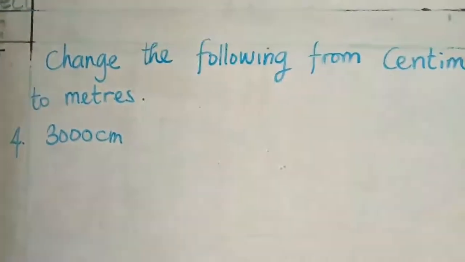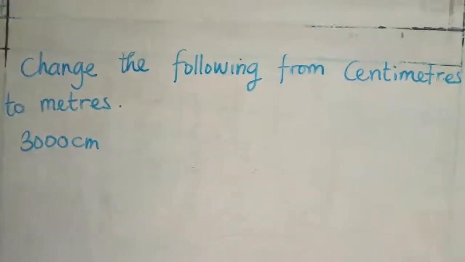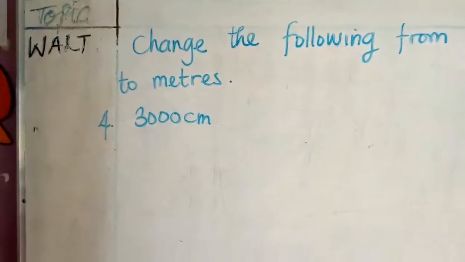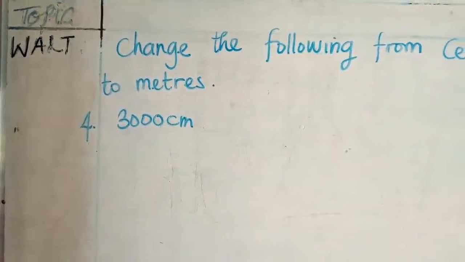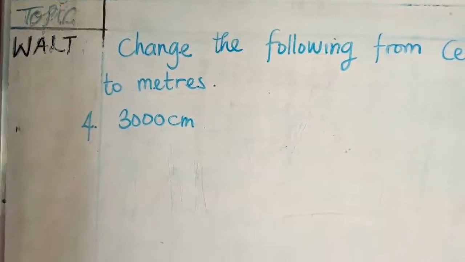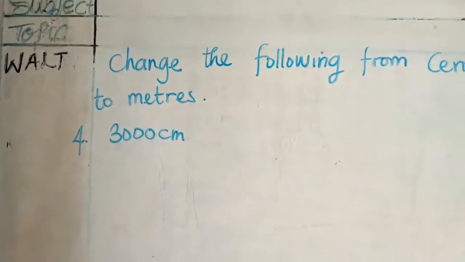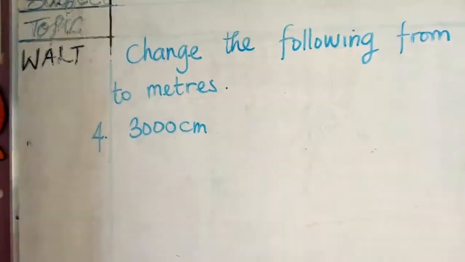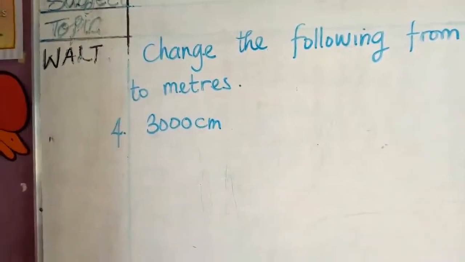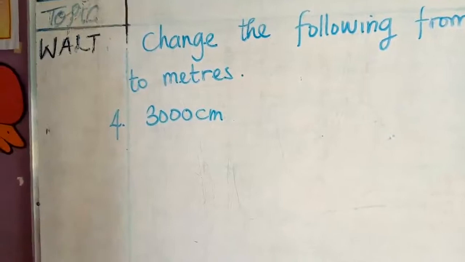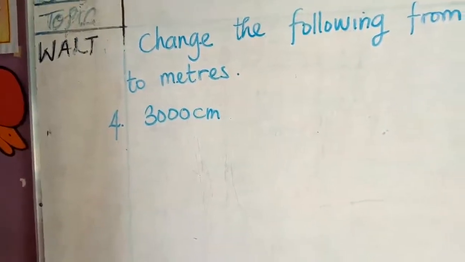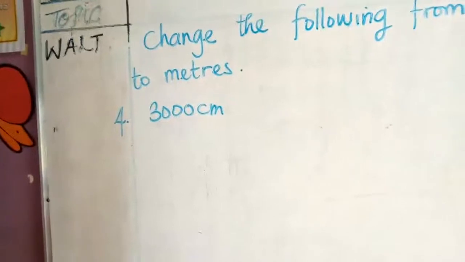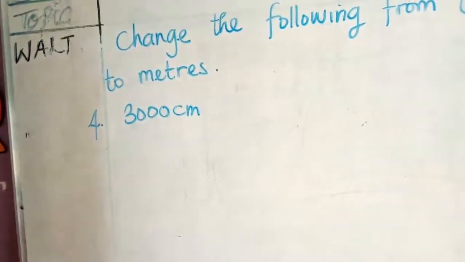Alright. Change the following from centimeters to meters. The one we did before was from meters to centimeters. Now we want to do from centimeters back to meters. Don't forget your conversion factor. Like I said before, if you are changing from a smaller unit to a bigger unit, you have to divide by the conversion factor.